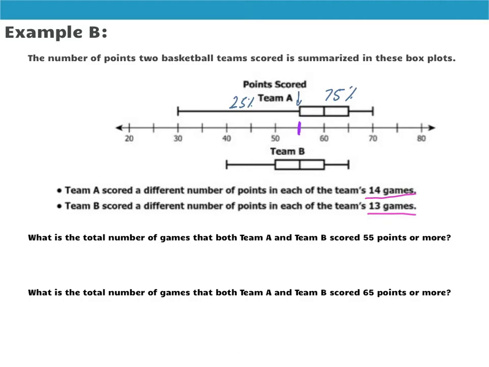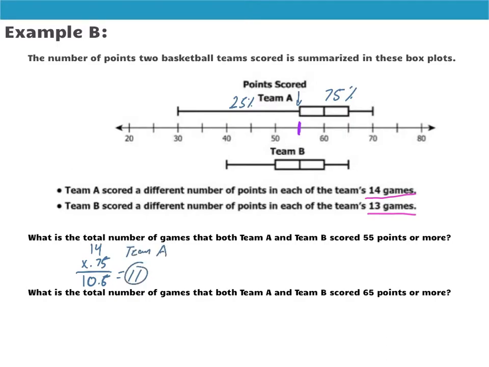So we're going to take our 14 games and multiply that times 0.75. When I do that, I'm going to get 10.5. Now, that's an issue because I can't have half a game. That's not how things work. So again, I'm going to have to apply my rounding up to 11 games. So Team A, we're going to go with they have 11 games.